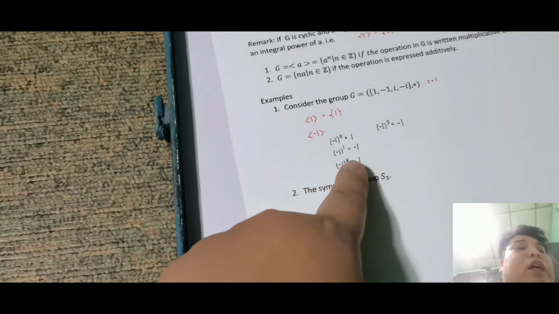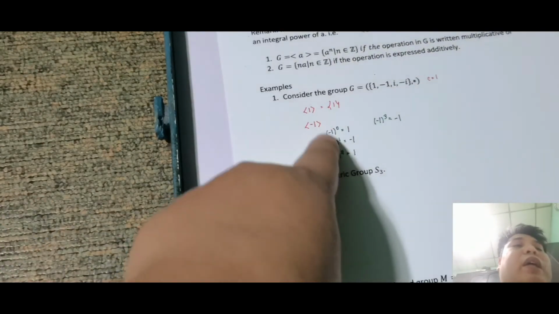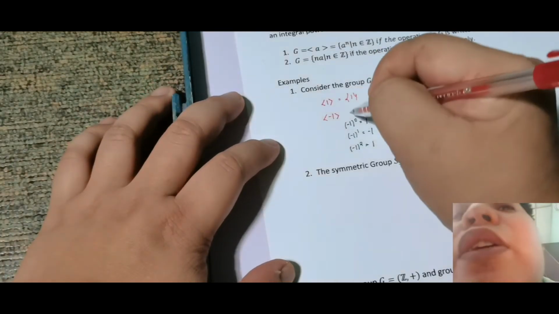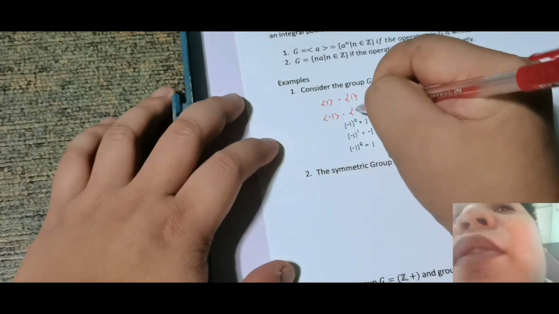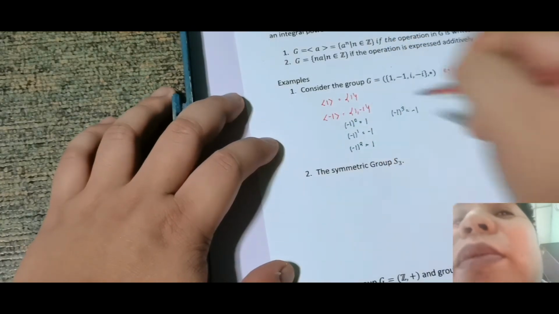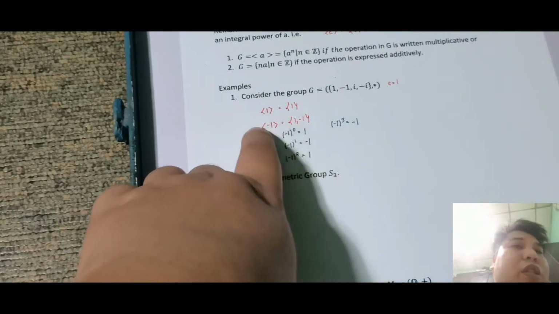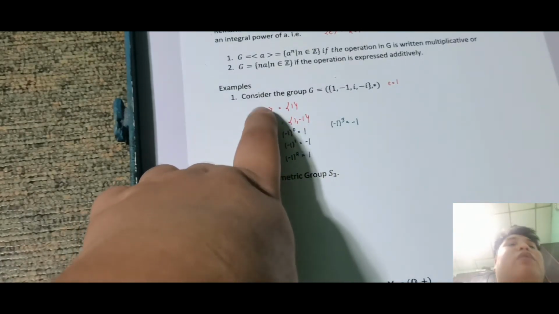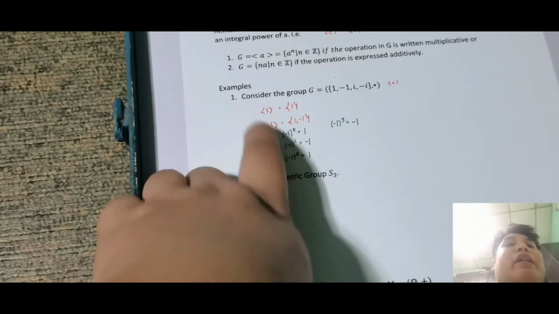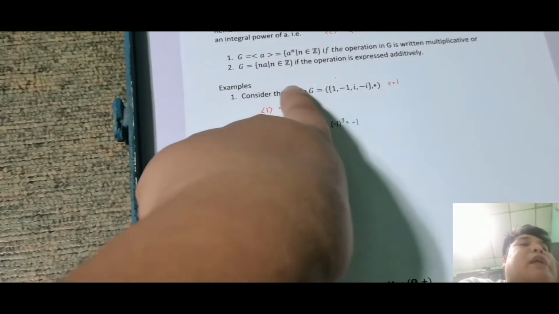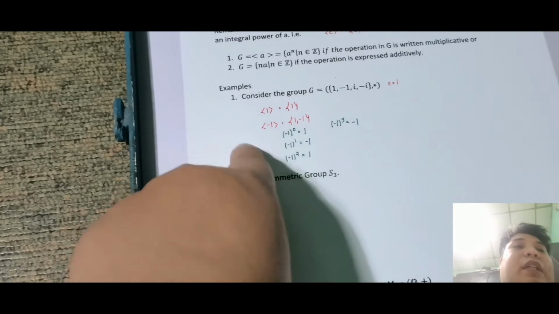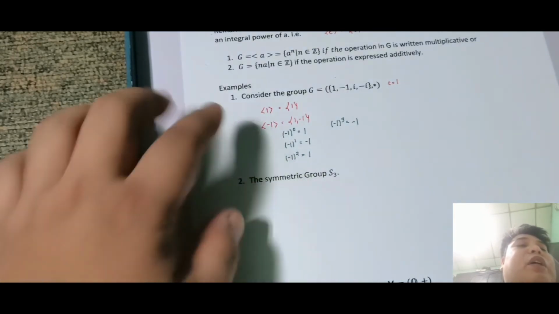Meaning, ang gagawin mo lang is kunin yung mga element kung saan tumigil. Kukunin ko lang yung element na 1 and negative 1. So, the cyclic subgroup generated by negative 1 is {1, negative 1}. Ngayon, makukonsider ko ba siyang generator? No. Bakit? Hindi ko pa nakukuha yung buong element. Ito pa lang yung cyclic subgroup generated by negative 1 and 1.